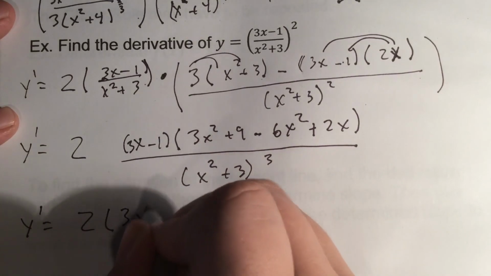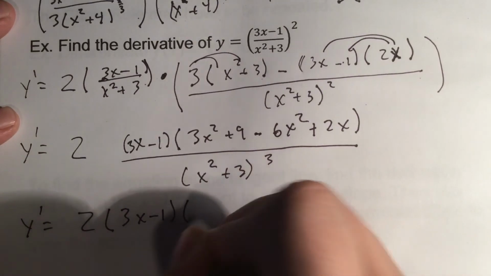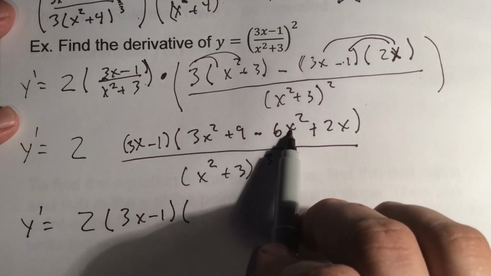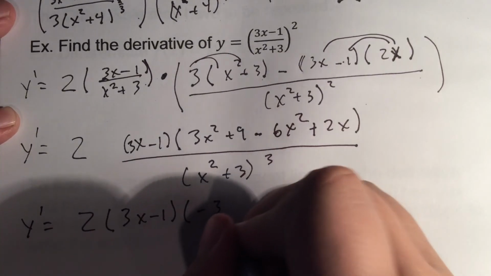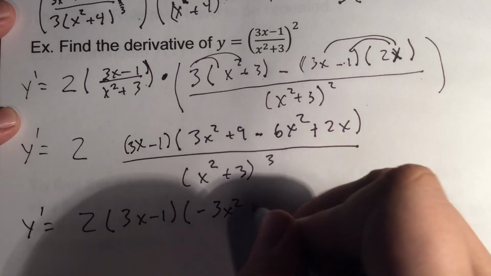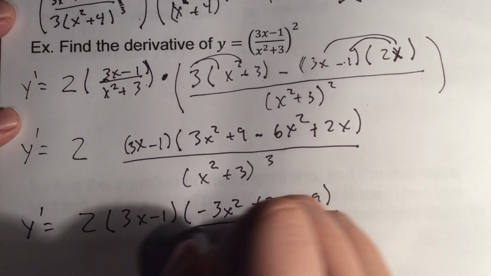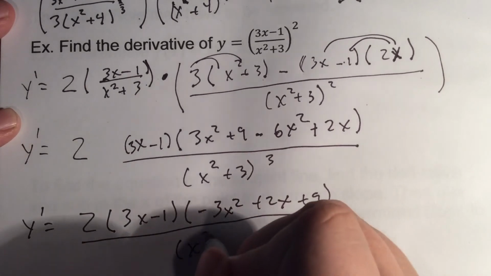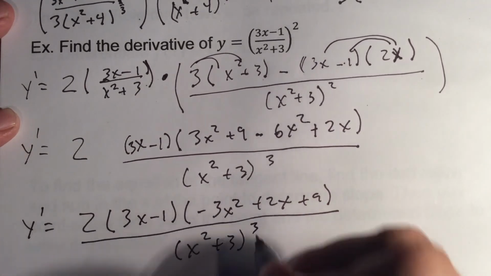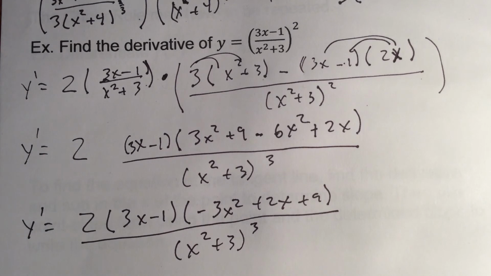So we're going to leave this as 3x minus 1 out front. So x squared, we have 3x squared and minus 6x squared, which make it minus 3x squared. We have a plus 2x. We have a plus 9. Bottom is still x squared plus 3 to the 3rd. And that's as far as we're going to take it.